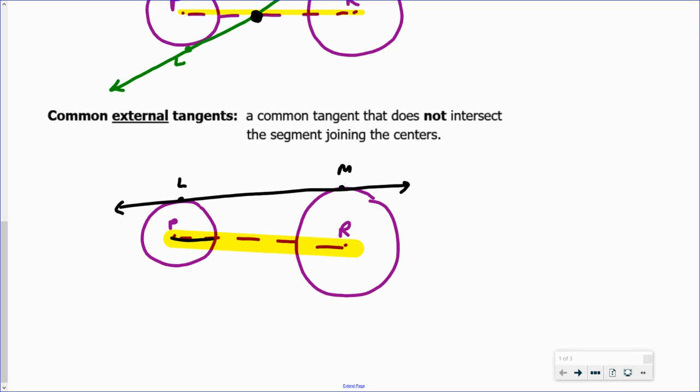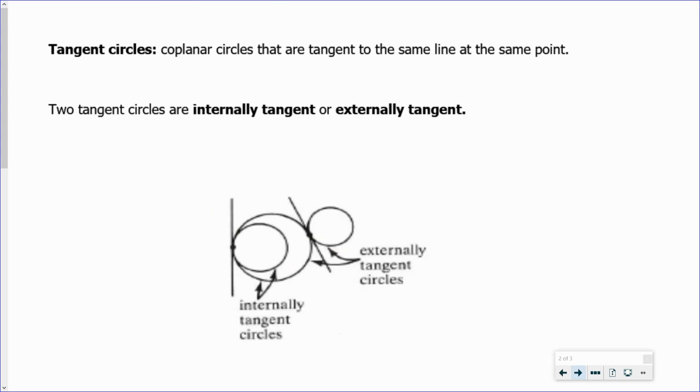So this kind of illustrates to you how to describe tangent lines that are shared by two circles or by multiple circles. Now what we're going to do is take a look at how we describe when two circles are tangent to each other. So I'm going to advance to the next slide.